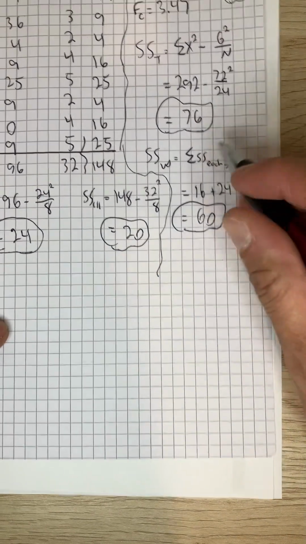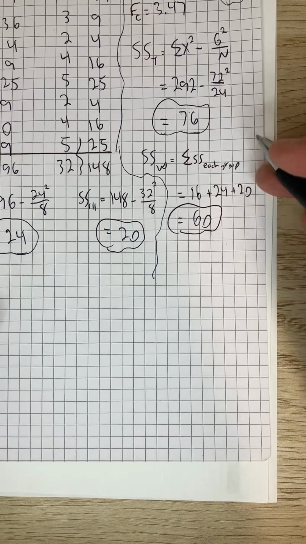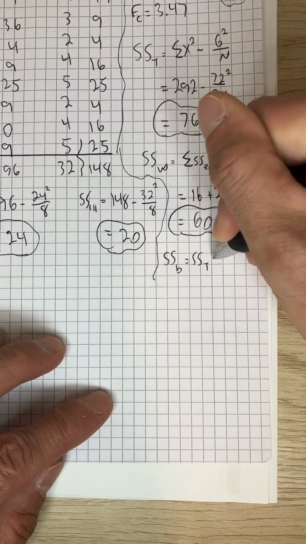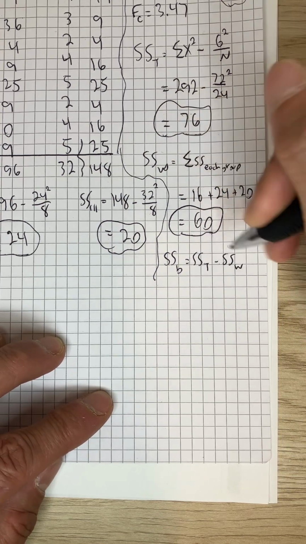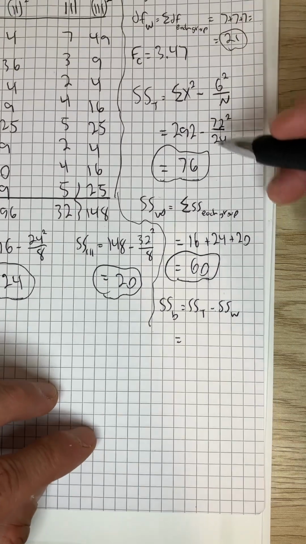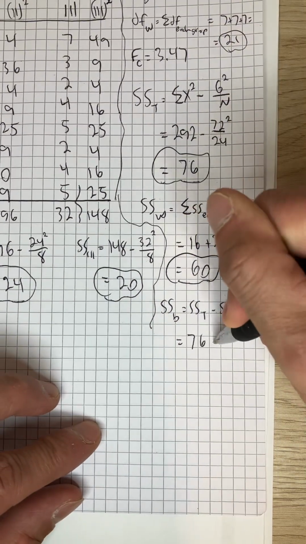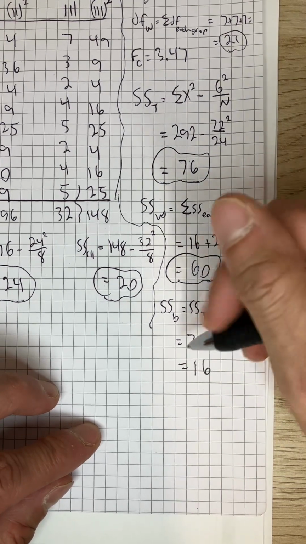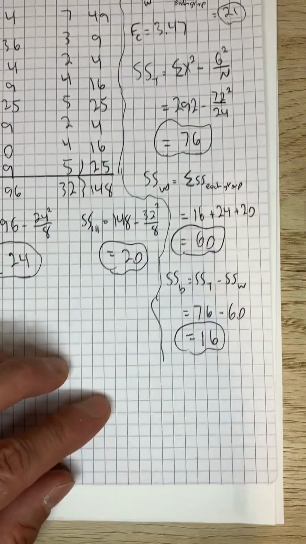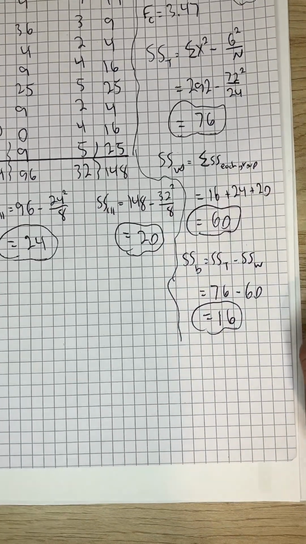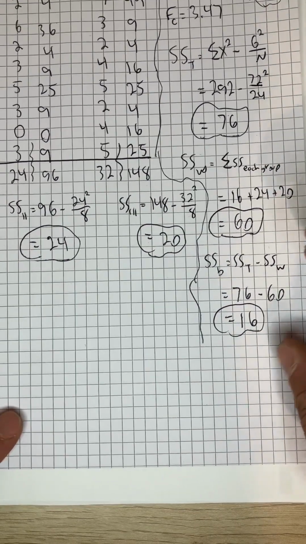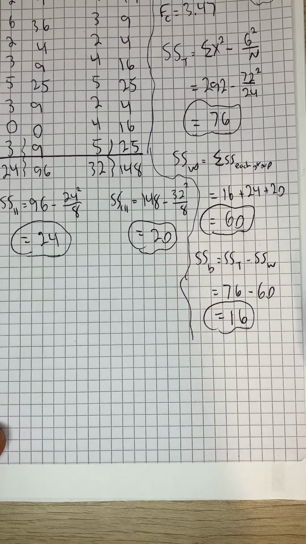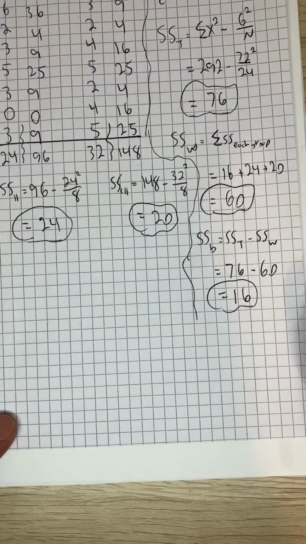Okay, so then we have the sum of squares total and sum of squares within. The sum of squares between is sum of squares total minus sum of squares within. Our sum of squares total was 76 minus sum of squares within, 60. So we get 16. Now we have all the information that we need to calculate mean squares, and then with those we can calculate the F statistic.